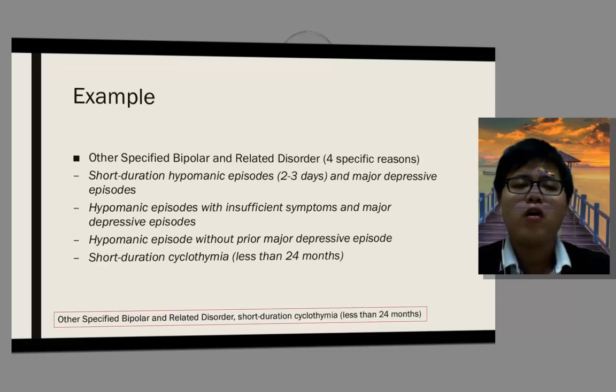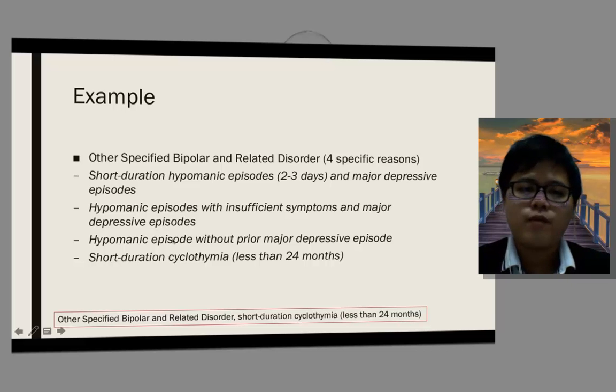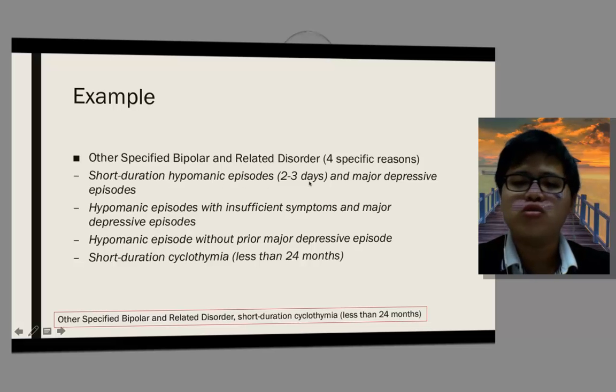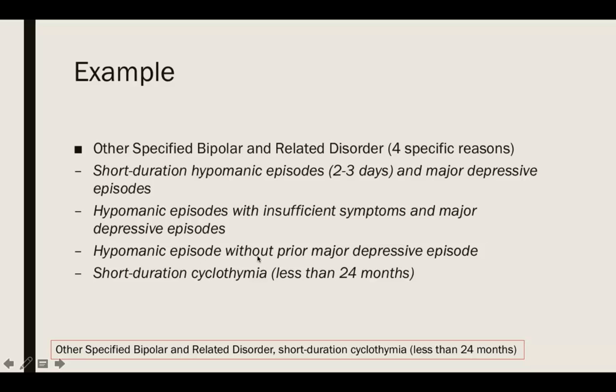For example, for bipolar and related disorders, there are the other specified bipolar and related disorders. There are four included in the DSM-5: short duration hypomanic episodes (2 to 3 days) and major depressive episodes, hypomanic episodes with insufficient symptoms and major depressive episodes, hypomanic episodes without prior major depressive episodes, and short duration cyclothymia (less than 24 months). If the client presents other specified bipolar and related disorder with short duration cyclothymia, the diagnosis should be reported in this form: other specified bipolar and related disorder, short duration cyclothymia, less than 24 months.